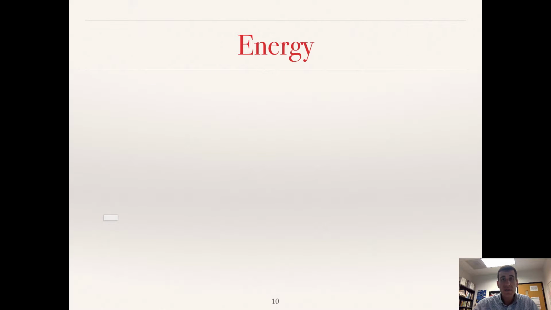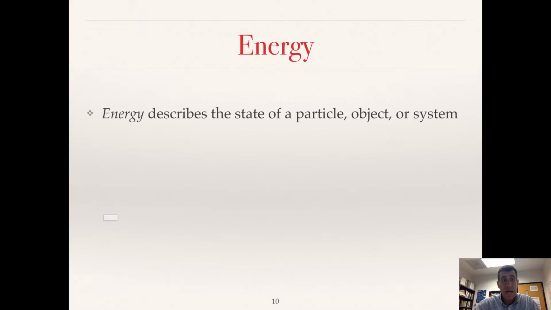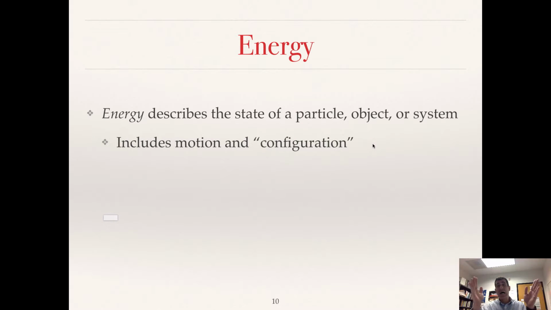Okay, so first off, we're going to look at energy. Energy describes the state of a particle, an object, or a system. State here means that it includes the motion of a particle, so how it's moving, and its configuration. Imagine you've got a box with a bunch of particles in it. The configuration basically just means where the particles exactly are, so the location of things.